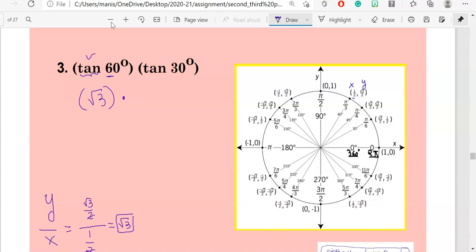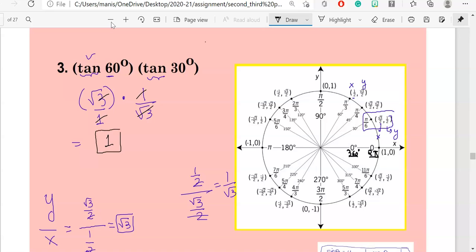Dot, multiply, tangent 30. Again it's the same thing. Tangent is y over x, but at 30 degree I will be looking at these two values. This is my x, this is my y. So y over x means this is my 1 over 2, that's my y, that's my x. So again this will be cancelled out. My answer will be what? 1 over radical 3. Now it's simple math over here. What you can do is just cancel those out. So you are left with the answer 1. So the answer for this problem is 1.